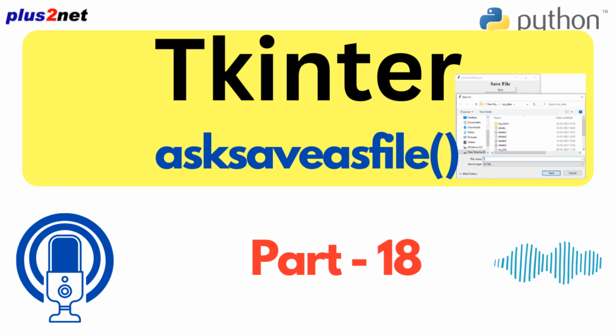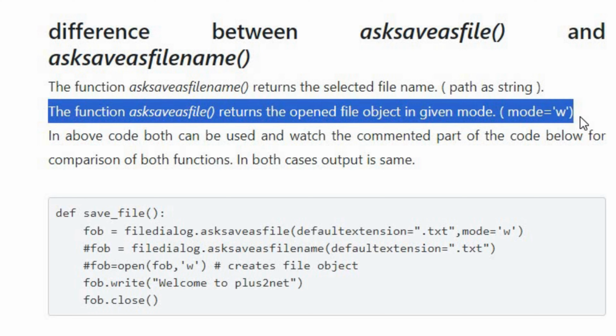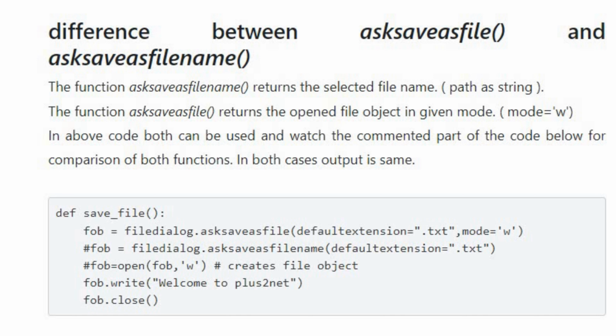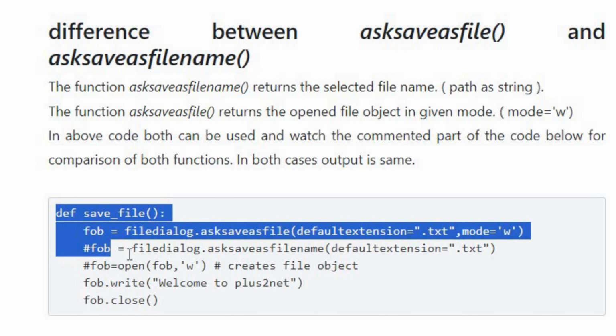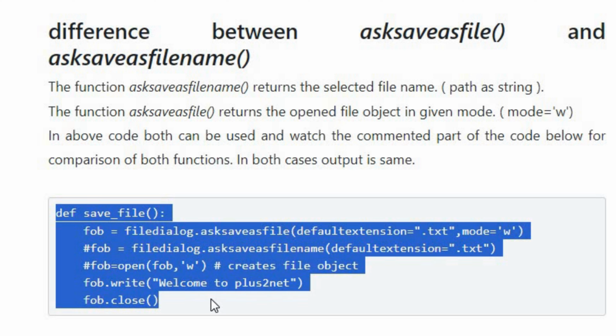Now, AskSaveAsFile is more of a full-service experience. It doesn't just tell you where the file is. It actually opens the file in write mode, mode equals W, behind the scenes and hands you back a file object ready to go. That's what fob was in the code example. Yes. It's like getting handed the keys to a brand new car, ready to drive.